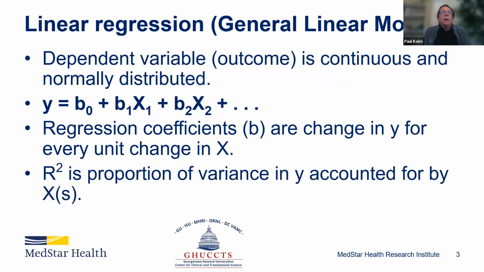So in linear regression, as I mentioned, we have a dependent variable that is continuous, and then our regression coefficients, the B's or the betas, are the change in the outcome for every unit change in the independent variable. And we looked at R squared as the proportion of variance in Y accounted for by the independent variable or variables.